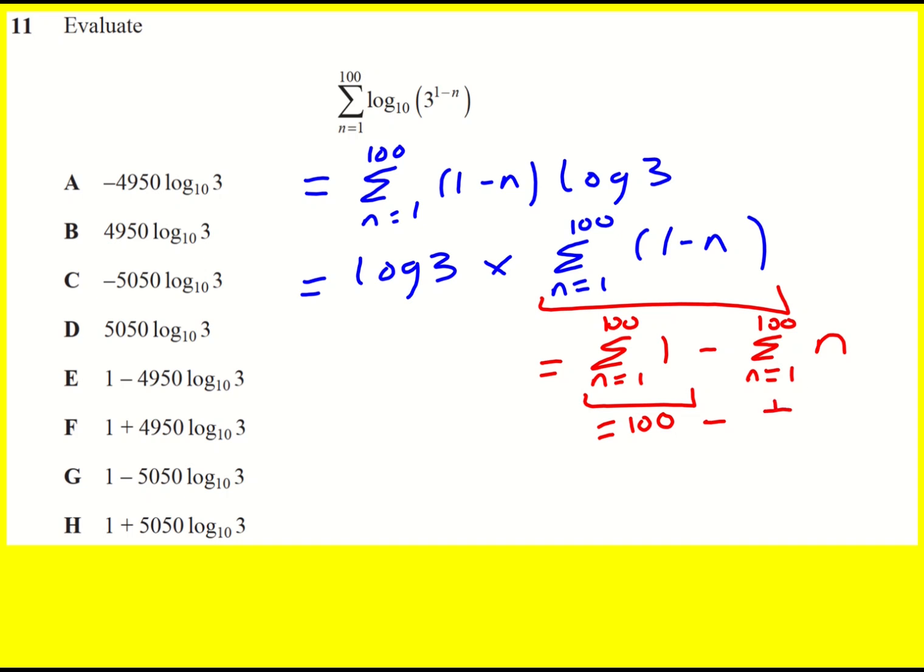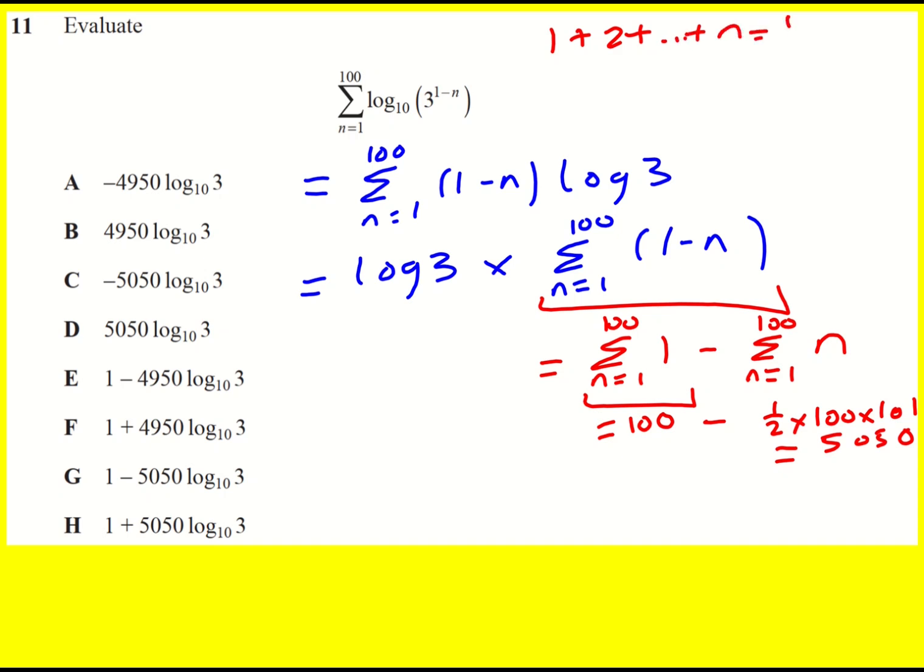If I'm summing from 1 to n, 1 plus 2 plus 3 all the way up to n, it's a half n times n plus 1. This is actually the nth term of the triangle numbers. So, sorry, that's when I'm doing n, but now I need to put 100 in. So it's a half times 100 times 101, which becomes 5,050. It's worth knowing that one, I'd say.